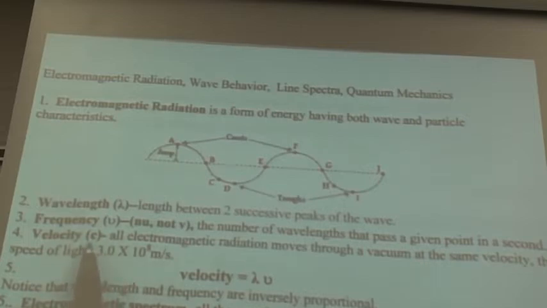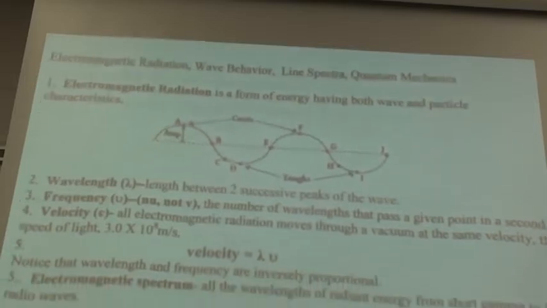Velocity, which unfortunately has the abbreviation c, for electromagnetic radiation, we're going to take as the velocity in a vacuum. It always has the same value. That's the speed of light, 3.0 times 10 to the 8th meters per second. The velocity, which is constant, of electromagnetic radiation is equal to the wavelength times the frequency. Because of the form of this equation, you should be able to see from your math knowledge that these are inversely proportional. If the wavelength is long, the frequency is short.